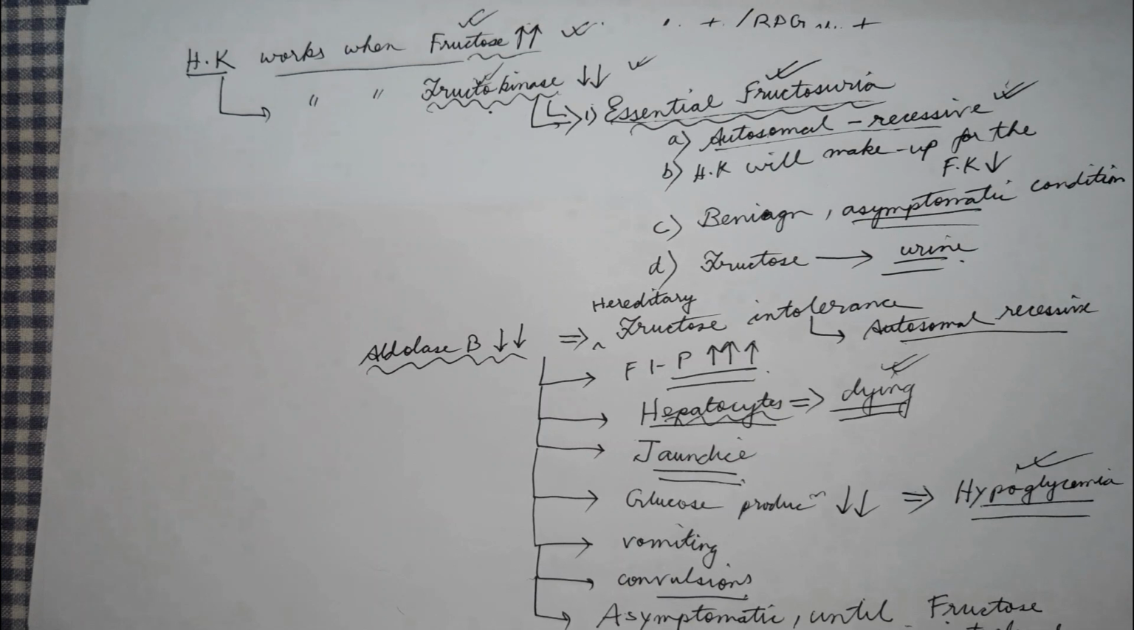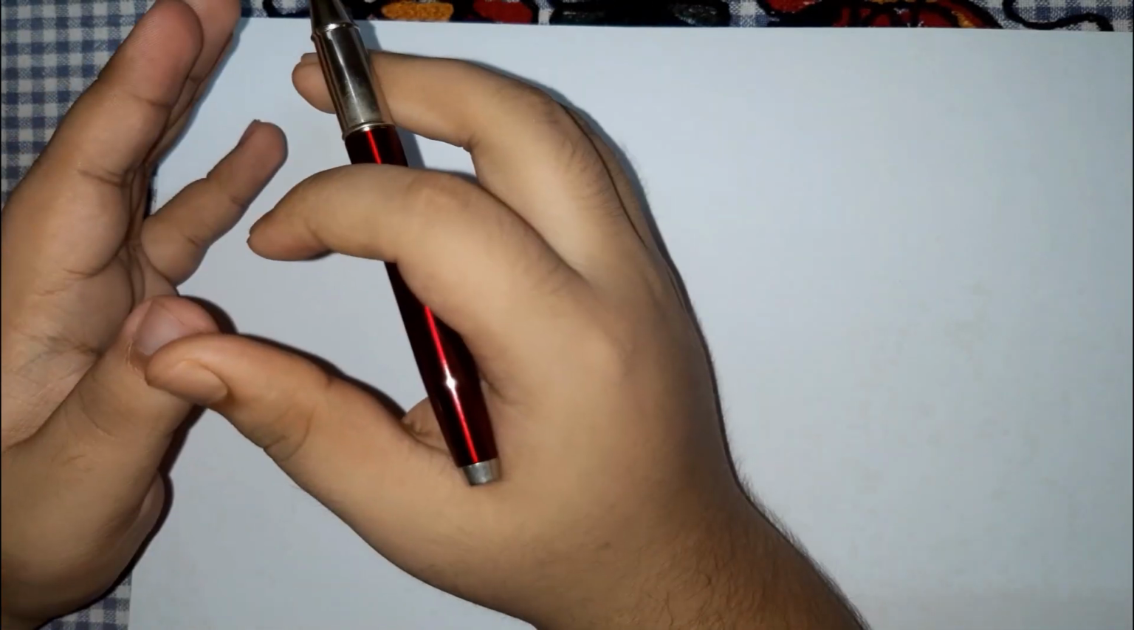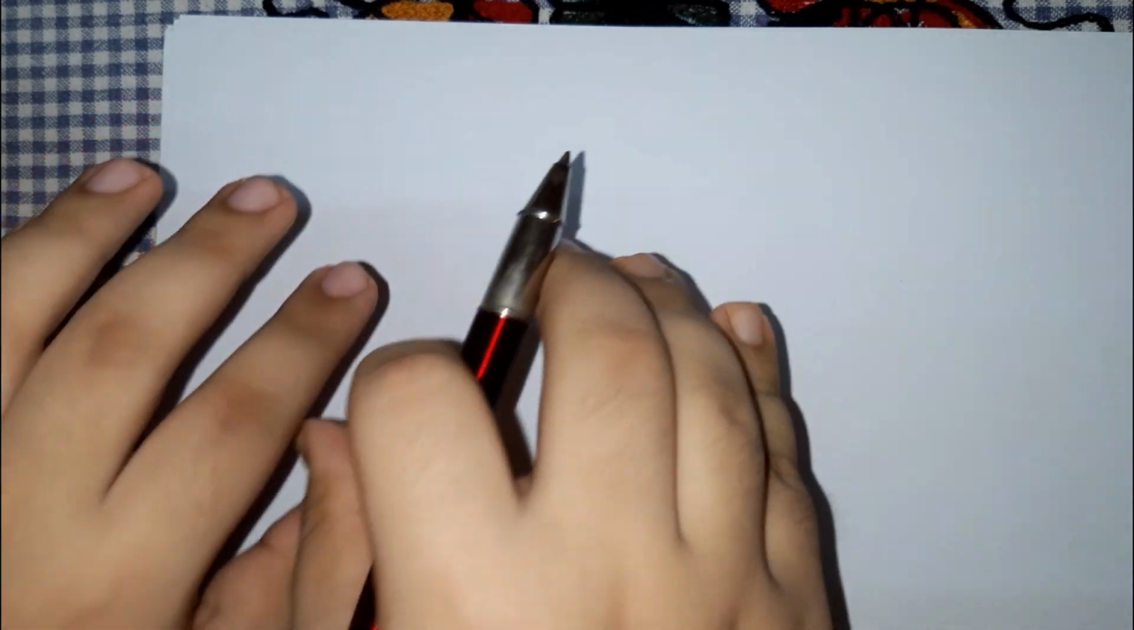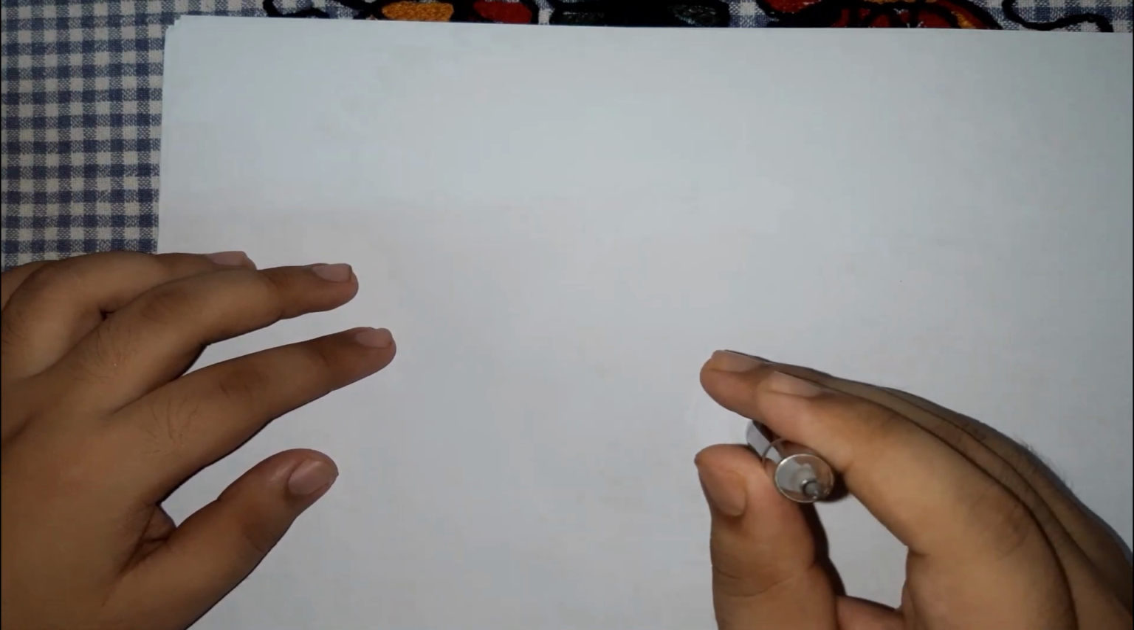Okay, now let's move on to another thing. Since we are talking about fructose, let's talk about another thing. Listen to me carefully. Just like we said that fructose is an essential part of our diet because it's found in fruits, sweets, etc. But fructose is also produced in our body. It is also produced in our body.